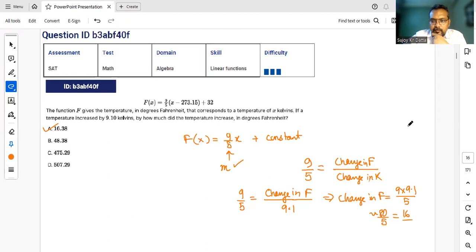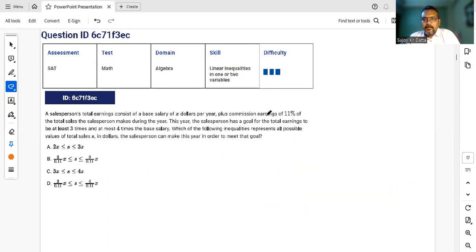All right. So now let's move on to the next one. So this one says that a salesperson's total earnings consists of a base salary of X dollars plus commission of 11% of the total sales the salesperson makes during the year. All right. So it's a base salary of X dollars plus 11% of sales.